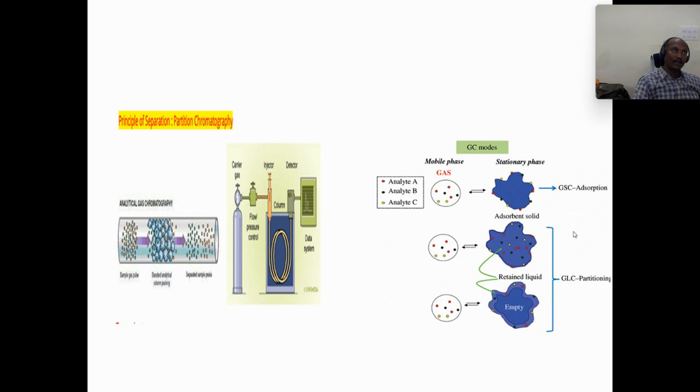We have already covered that the principle involved in gas solid chromatography is adsorption. The principle in gas liquid chromatography is partition. That is based on this: if the stationary phase is solid, the principle is adsorption.